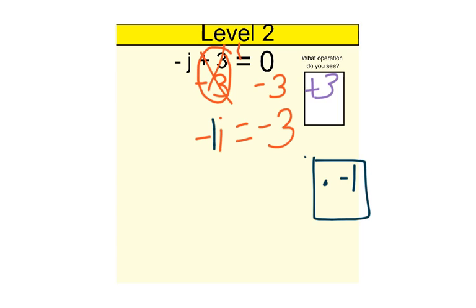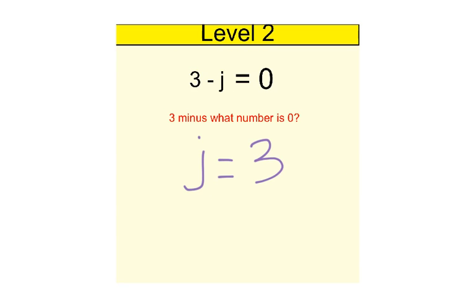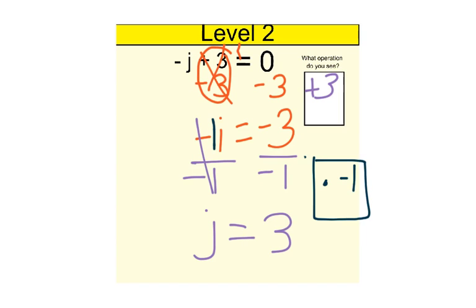Okay, you're right. It's dividing by negative 1. So let's divide both sides by negative 1. So then the negative 1's cancel. We have J equals negative 3 divided by negative 1, which is 3. And if you remember, 3 is what we were looking for. So I know that we got the right thing. We just had to do that one in 2 steps.